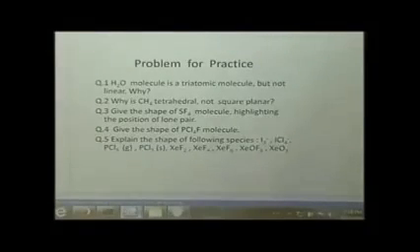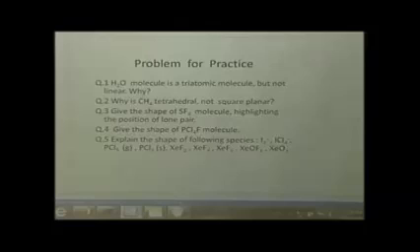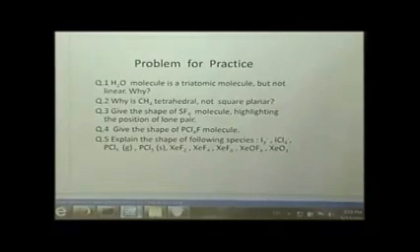The tip that I have given you for the SF4 molecule: number of valence electrons on sulfur, 6. 6 plus 1 each from the 4 surrounding atoms, that means 10 electrons, that means 5 electron pairs. 5 electron pairs immediately give you trigonal bipyramidal geometry. Out of these 5, you have only 4 bonded pairs and 1 lone pair. As per our discussion, that lone pair will occupy the equatorial position, giving it a seesaw type of shape.